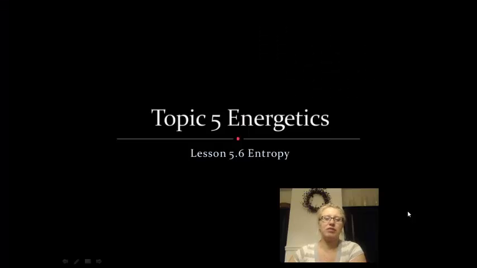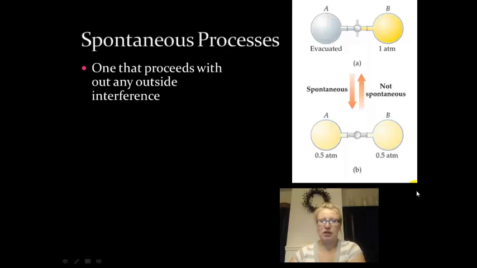This is lesson 5.6, entropy. So a spontaneous process is one that just proceeds without any outside interference. For example, if these were two containers full of different gases, clear and yellow, and we open this container, we would know that the yellow gas would slowly diffuse into container A, and that would be spontaneous. You wouldn't have to do anything to get that to happen.